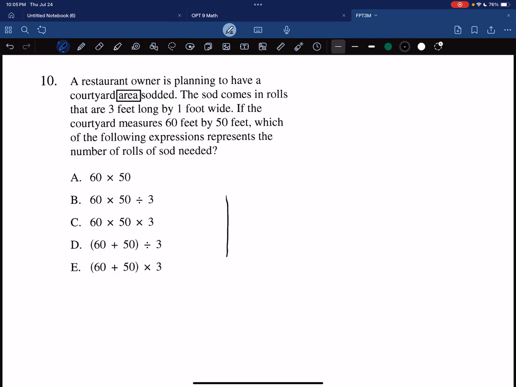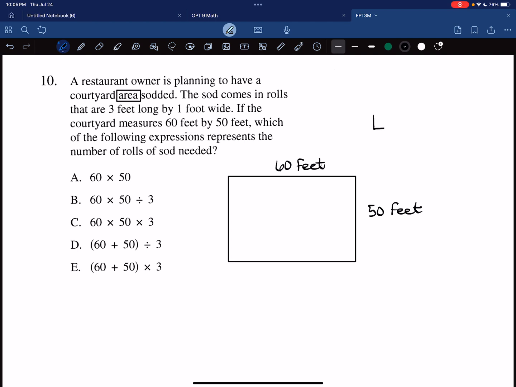So we're going to take this area of courtyard that is 60 feet by 50 feet. And we're going to put the sod down. If you stretch out the rolls, they are 3 feet by 1 foot. So one thing that I would want to check is that all of my units are the same, and they are. Always check that before you start working.